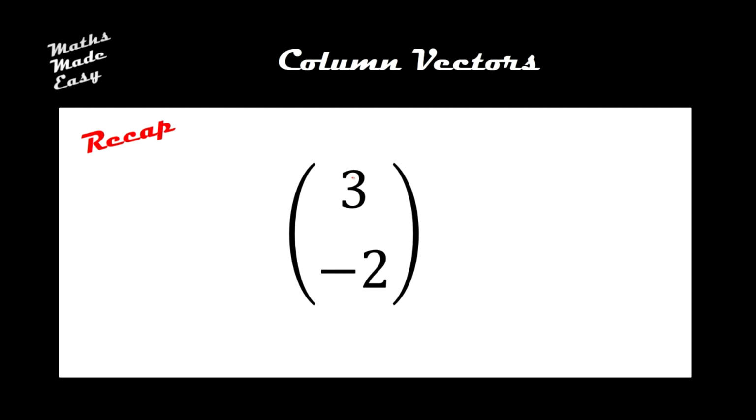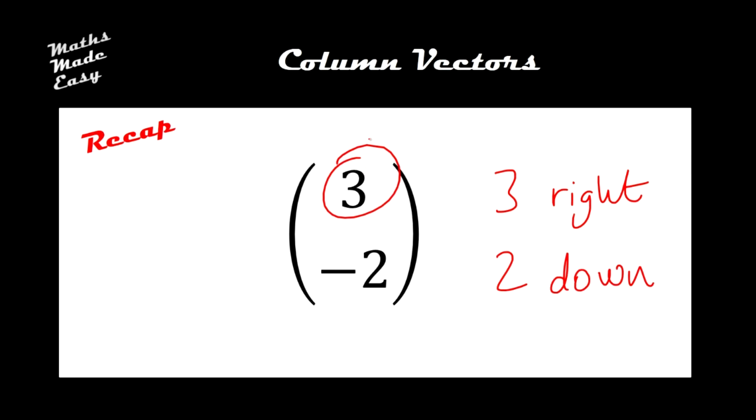So if we have a vector like this with a top number 3 and a bottom number -2, this is equivalent to going 3 to the right and 2 down. The reason for that is this top number tells you whether you're going to go left or right. If it's positive, you go right. If it's negative, you go left. The bottom number tells you whether you go up or down. If it's positive, you go up. If it's negative, you go down. So a 3 on the top tells you 3 right, -2 on the bottom tells you 2 down.